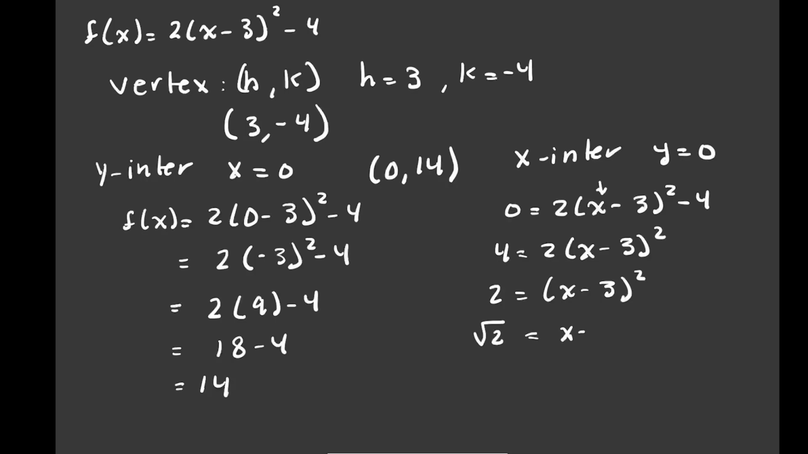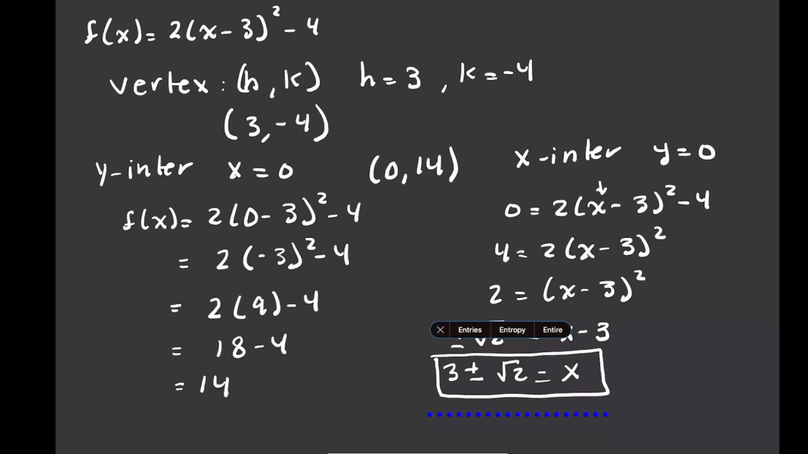And that gives me x minus 3. Now remember, the square root gives you a plus and a minus outcome. So now the last step is adding 3 to both sides. So 3 plus or minus the square root of 2 is equal to my x. So at these two values, I have my x-intercepts, which I can just rewrite as 3 plus the square root of 2 and 3 minus the square root of 2.